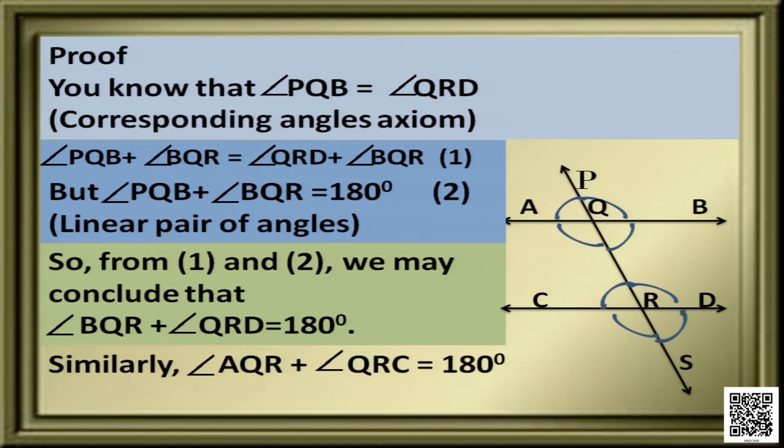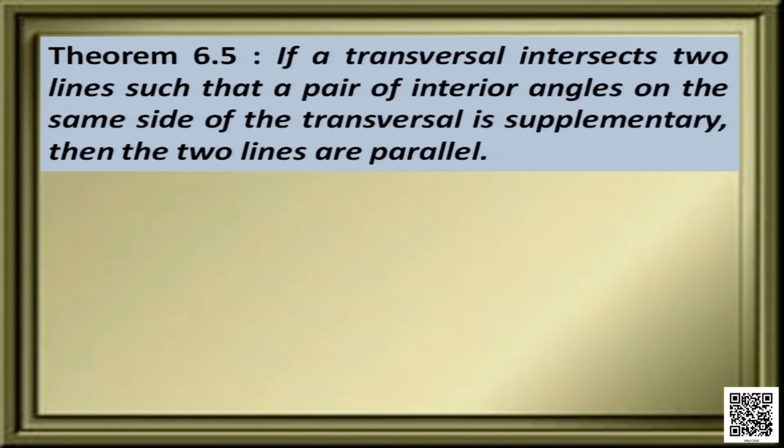Then what is its converse? Its converse is, if a transversal intersects two lines such that a pair of interior angles on the same side of the transversal is supplementary, then two lines are parallel. Here it is given that the co-interior angles or the interior angles on the same side of the transversal are supplementary. So, we have to prove that the lines are parallel.